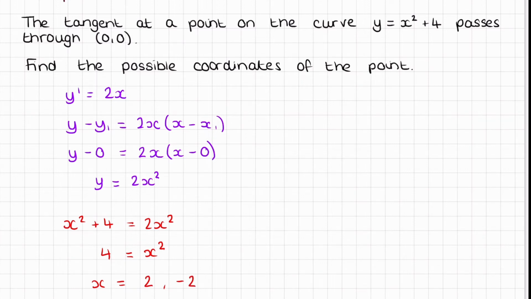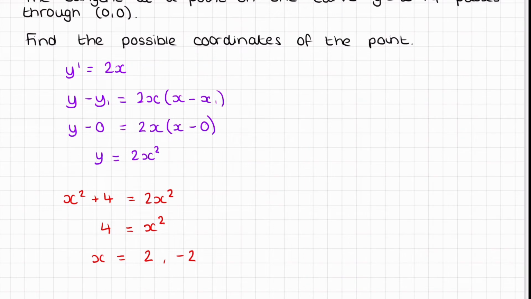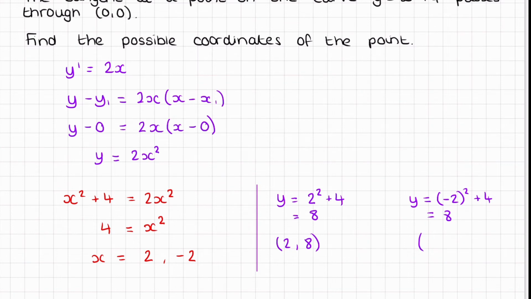Now we're seeing that we're going to have two possible coordinates, and from here we can find out what those coordinates are by subbing these x values into either of these two equations. So y equals 2 squared plus 4, subbing into our original, we'll get 8, so one coordinate would be (2, 8). Then for our second one we sub in negative 2, which will also give us 8, so the other possible coordinate would be (negative 2, 8).